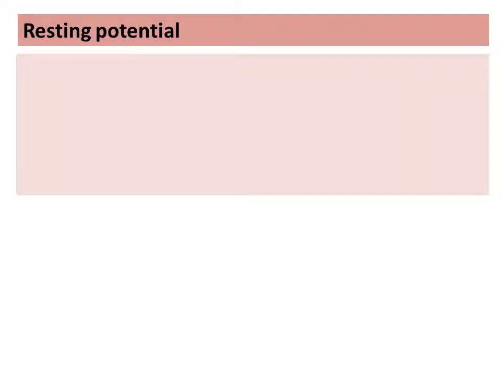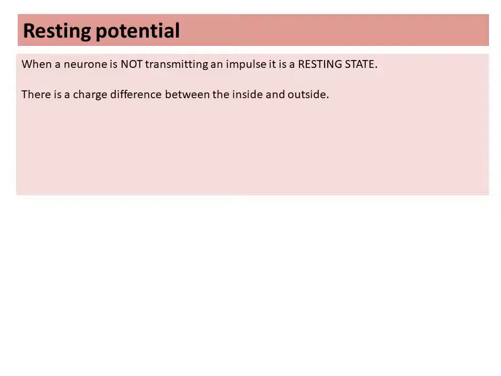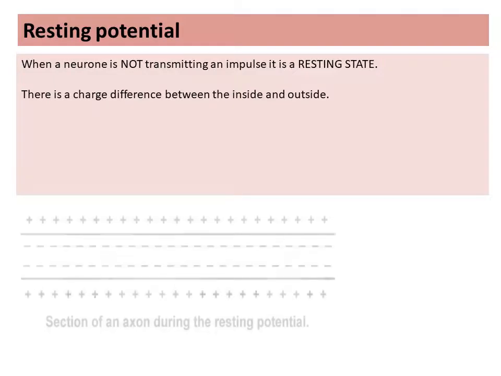So let's start with understanding resting potential. When a neuron is not transmitting an impulse, we describe it as being in a resting state, and during that time there will be a resting potential which has been established. Now, this is created by a difference in charge between the inside and the outside of the axon. So when we talk about a resting potential, what we're really saying is that when the nerve is resting, there is a voltage or a potential difference across that membrane.